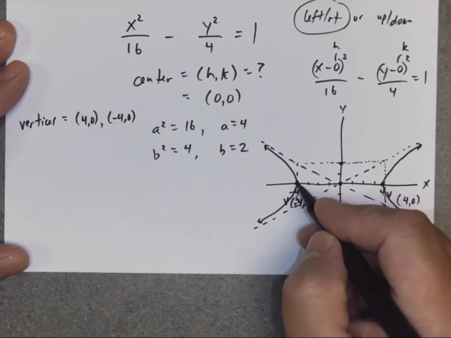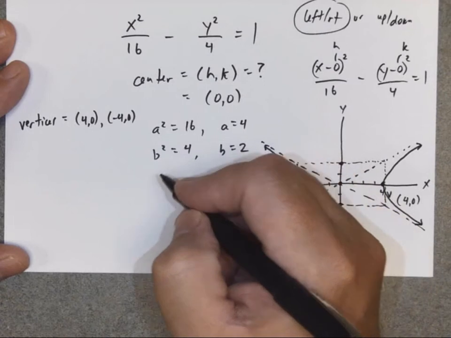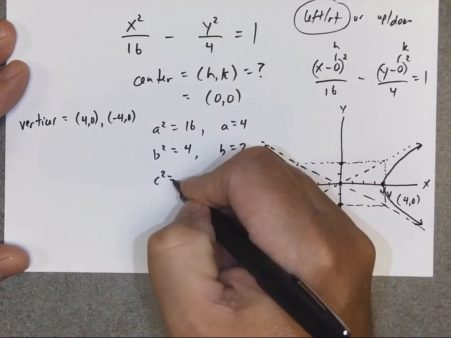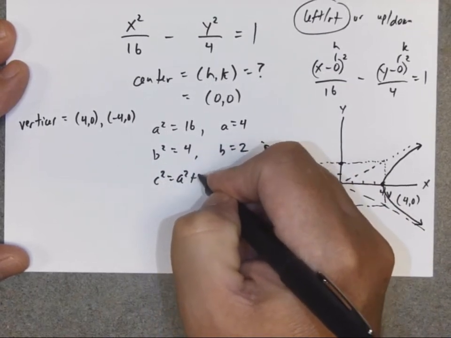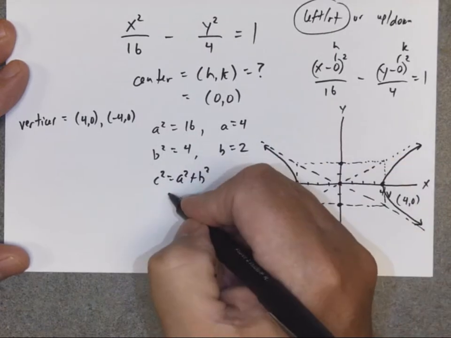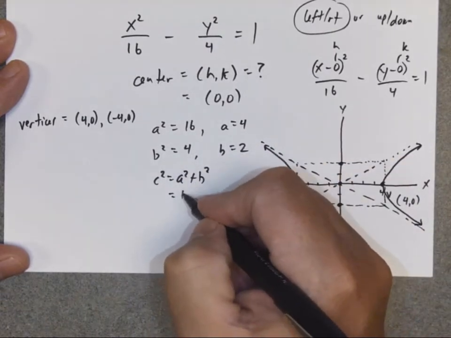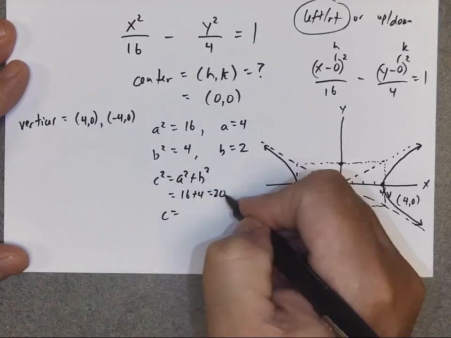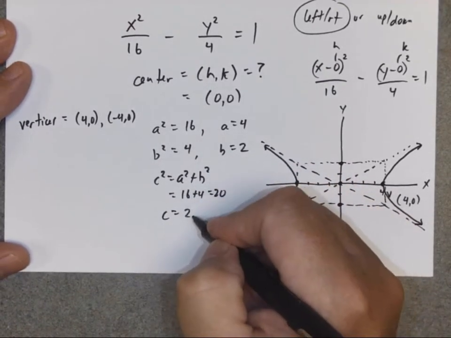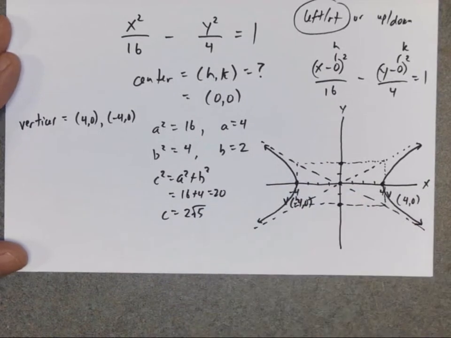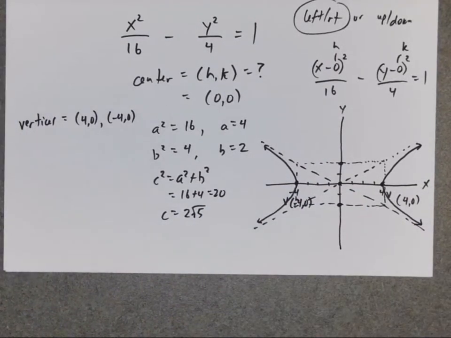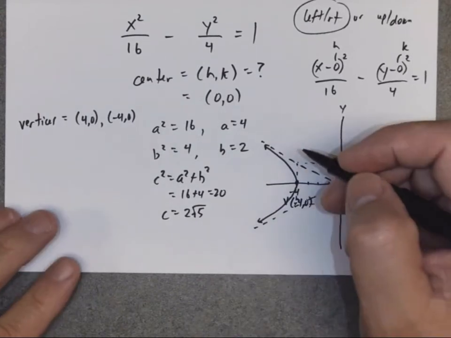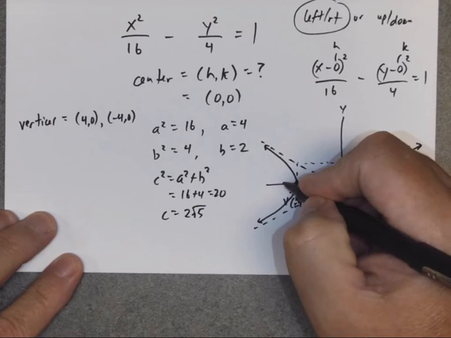If I ask to find the foci, once again, c squared equals a squared plus b squared. So that's 16 plus 4, which is 20. So I take the square root of 20, 2 square root of 5. I didn't bring my calculator, so the foci is probably out here somewhere.